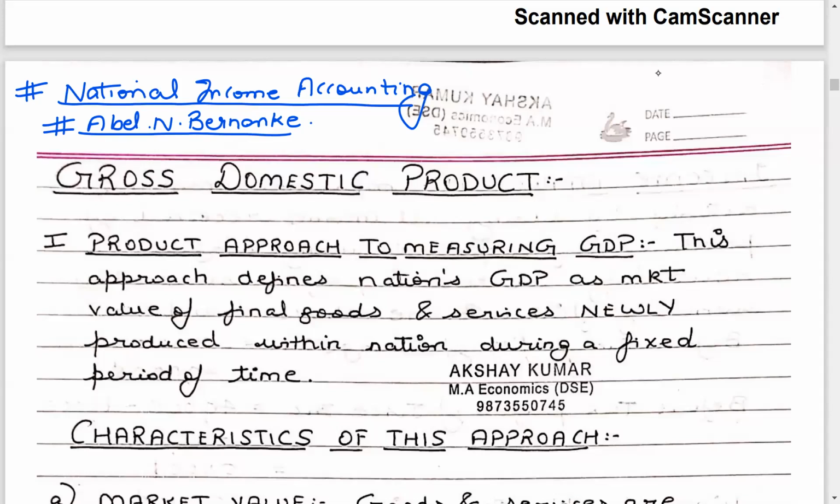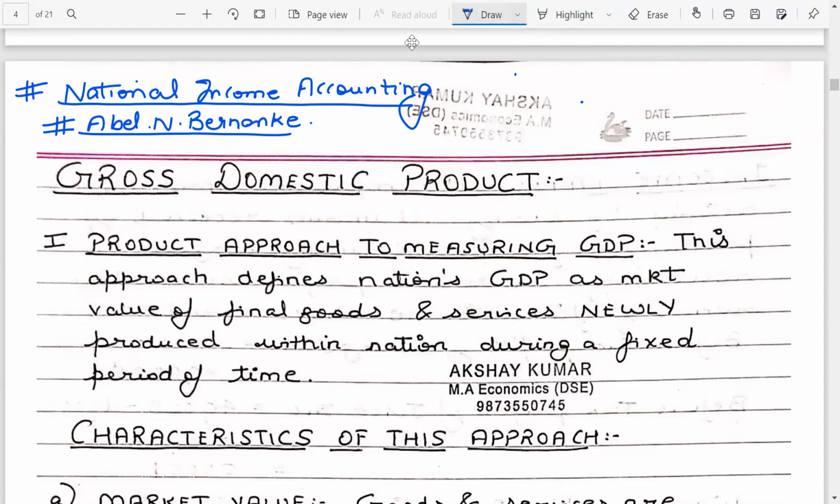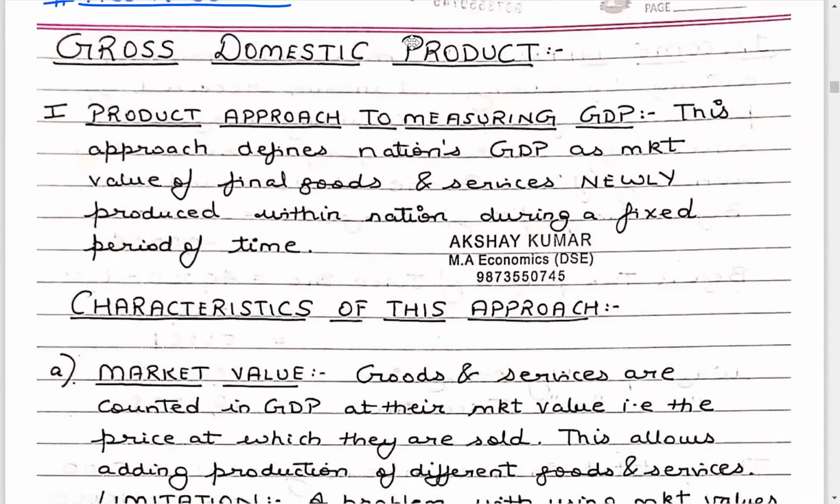Okay, so if I now continue with this lecture, let's now talk about the product approach to measuring the gross domestic product. First of all, students should be familiar with what is meant by gross domestic product. Gross domestic product captures the market value of the final goods and services produced within the domestic territory of the country in a given accounting year. So the definition you can see on your screens.